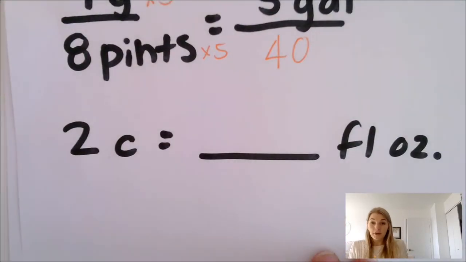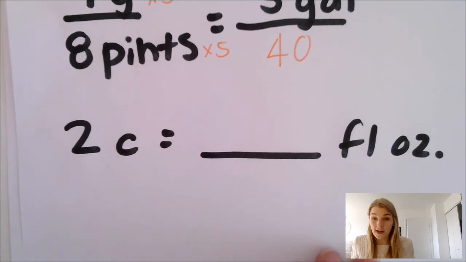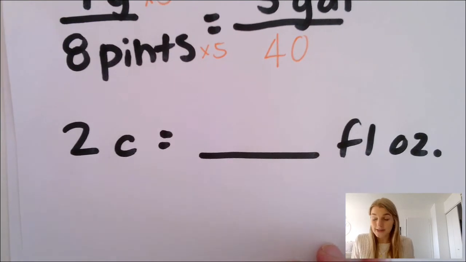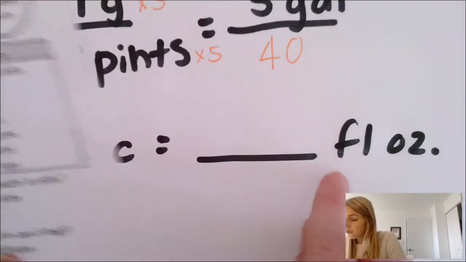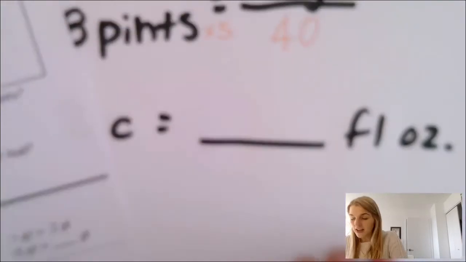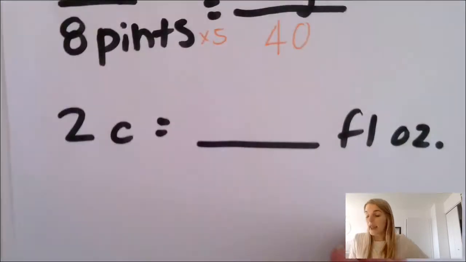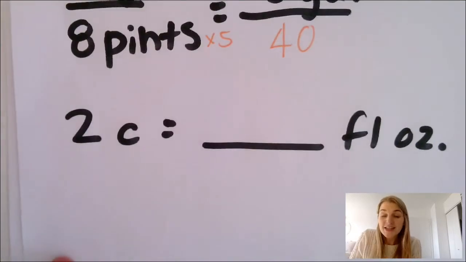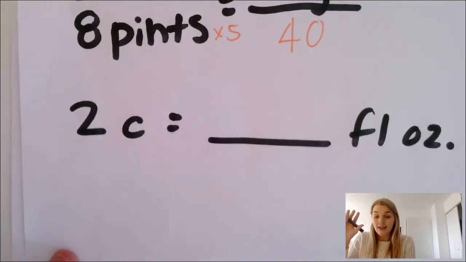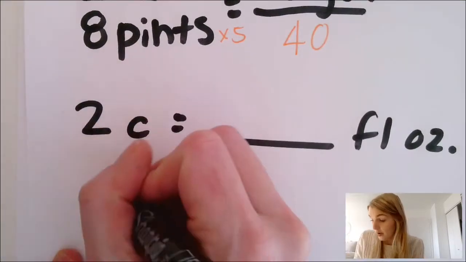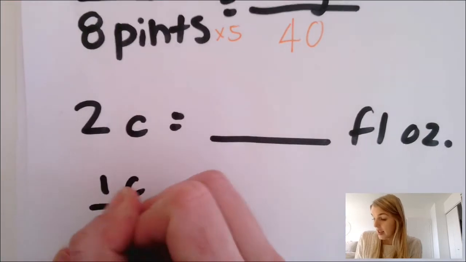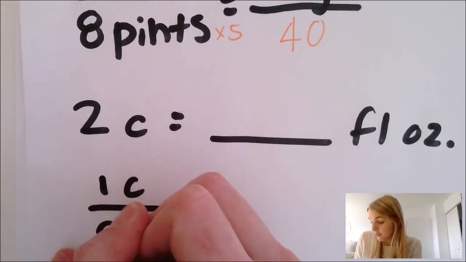Okay, so I'm going to take out my conversion chart. You can use the one in the slide or the one I gave to your parents to print out. And we're looking for the one that has fluid ounces and cups. So I see here, 1 cup is equal to 8 fluid ounces. So I just take that exact conversion. 1 cup, 8 fluid ounces.